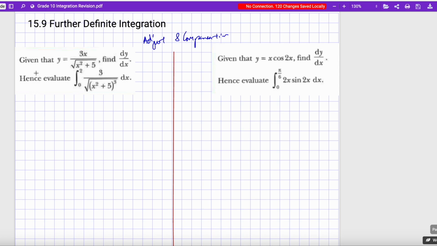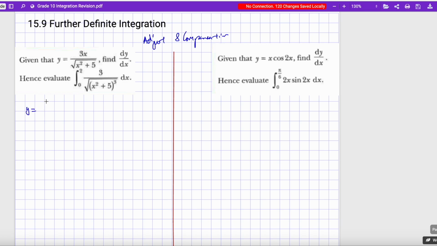So typically the question will ask you to differentiate some function using product rule or quotient rule, and then after that, they want you to integrate something very similar to what you have differentiated, but not exactly the same. So we have to do some adjustment and compensation to make it what we have actually differentiated, right? That will allow us to integrate much more easily. All right, so let's look at this example on the left side.